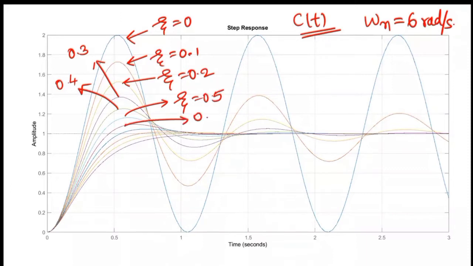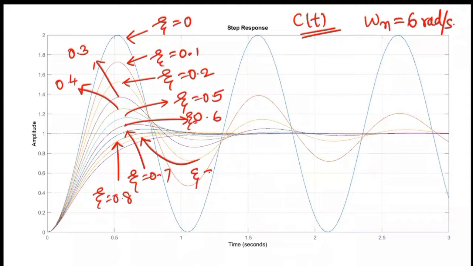This is beta equal to 0.6. And this is beta equal to 0.7. This is beta equal to 0.8. This is beta equal to 0.9. And finally, this is beta equal to 1.